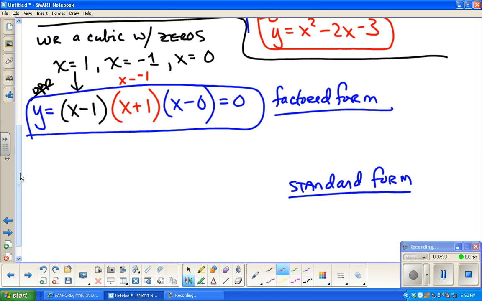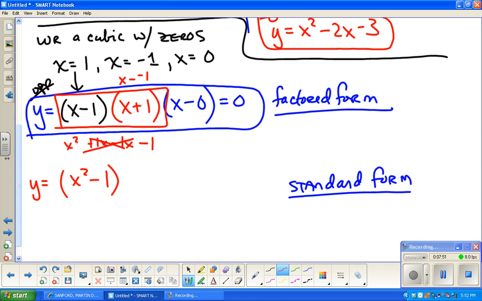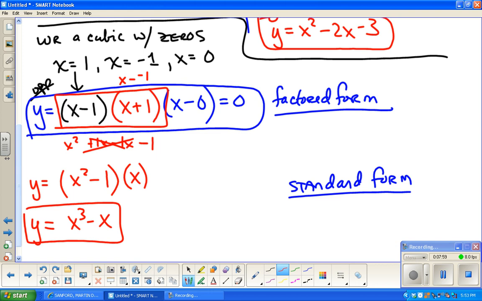Okay, so I'm going to start with this. So this is x squared. Well, it's going to be plus 1x minus 1x minus 1. And those are going to go away. So x squared minus 1. And then x minus 0 is just x. So I just have one more step to go here. I'm just distributing. And there it is. So that is the equation that had those zeros in standard form.